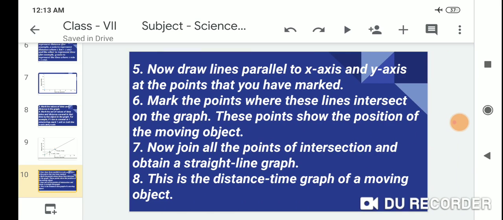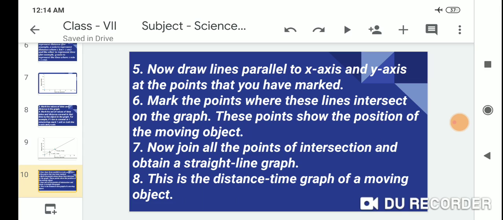Now draw the line parallel to the x-axis and y-axis at the points that you have marked. Then mark the point where these lines intersect on the graph. These points show the position of the moving object.